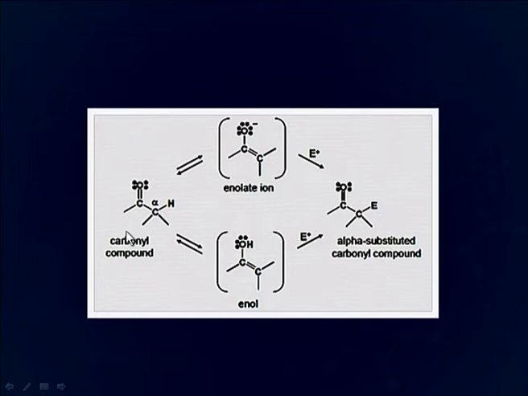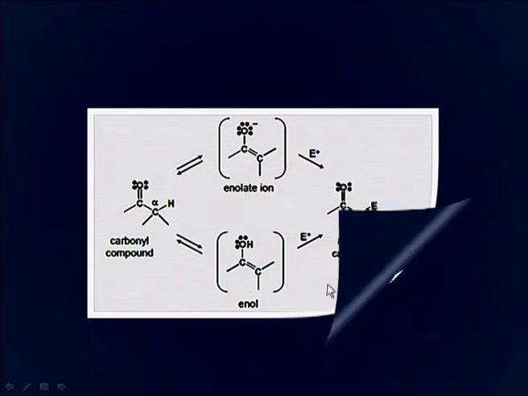Alpha substitution reactions occur at positions next to carbonyl group. The substitution of alpha hydrogen by electrophile occurs through enolate ion or enol. You can see here that this is the carbonyl carbon which is either converted into enolate ion and then undergoes this alpha substitution reaction, or the same reaction can be done via enol formation.